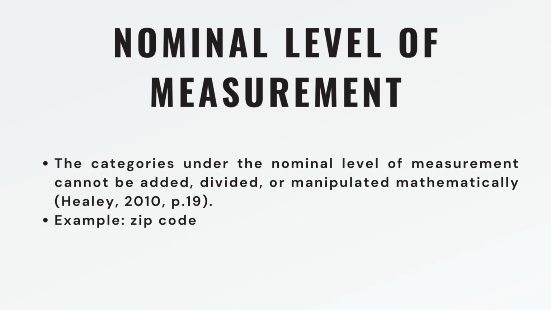The categories under the nominal level of measurement cannot be added, divided, or manipulated mathematically. Categorical variables, a type of variable under which nominal variables fall, are variables that focus on distinct characteristics, attributes, or categories. The categorical variables used for the nominal level of measurement cannot be ranked. An example of this is the zip code, which cannot be ranked with respect to each other as they are arbitrary and cannot be manipulated mathematically.